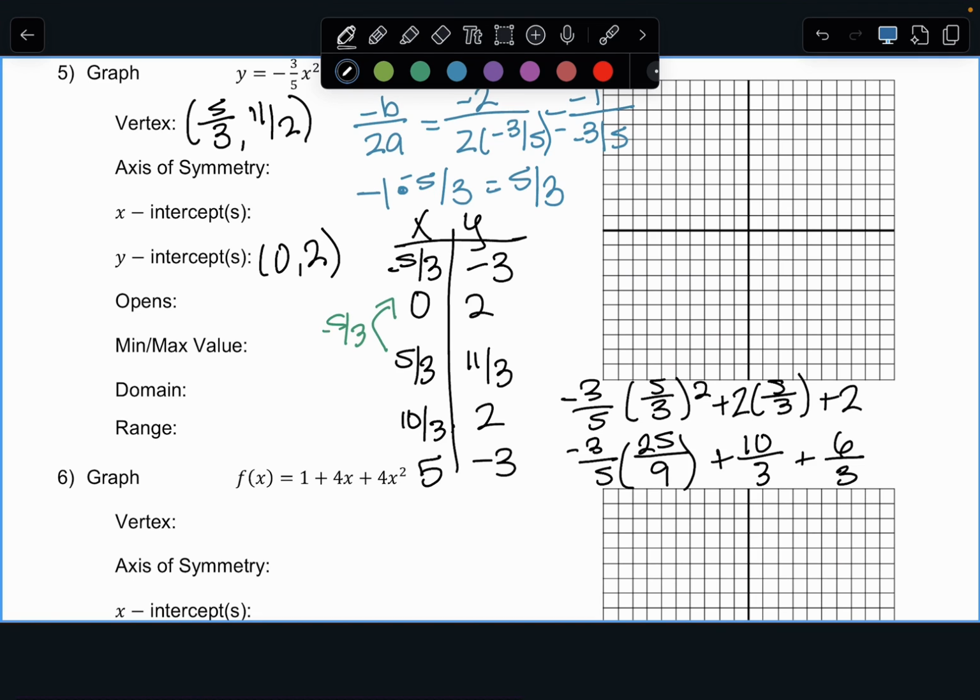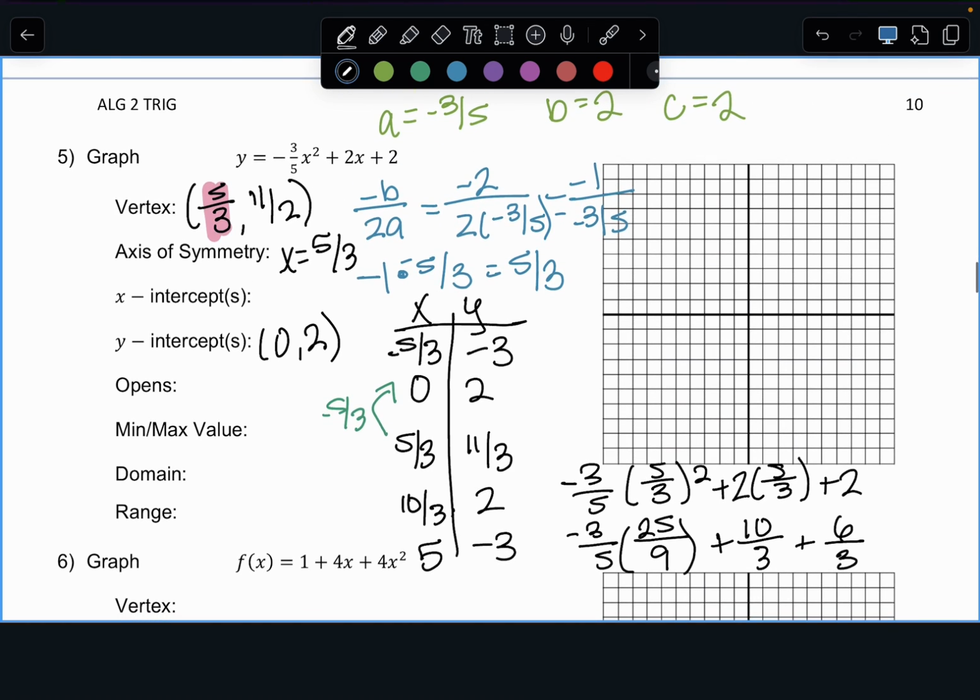Axis of symmetry, what is it? X equals? 11 over 3. X equals 5/3. Yeah, it's the x coordinate, okay? Does it open up or down? A was negative 3/5. Opens down. So do I have a max or a min? Max of 11/3. This should be a 3.